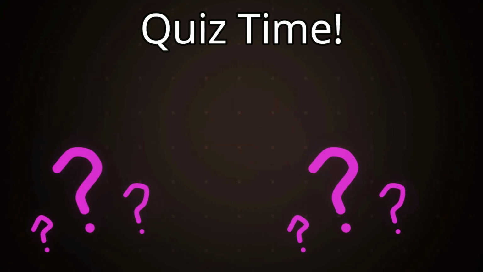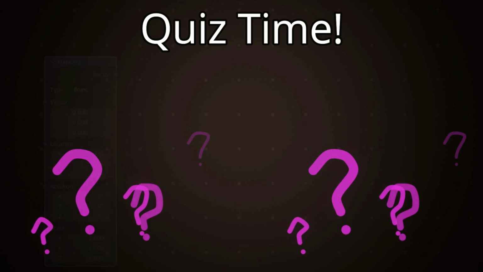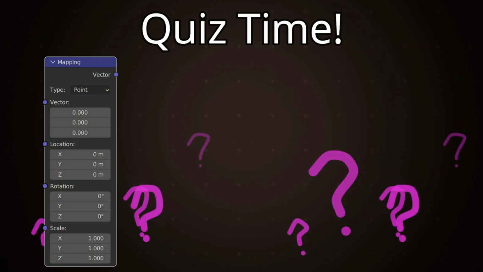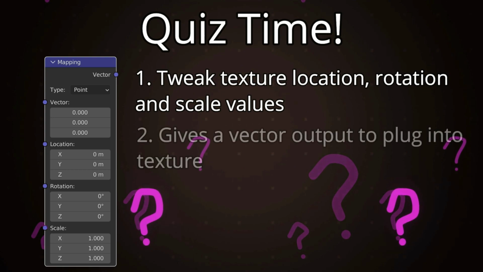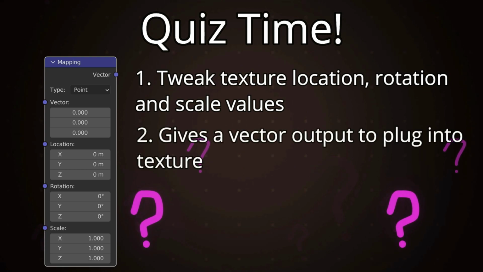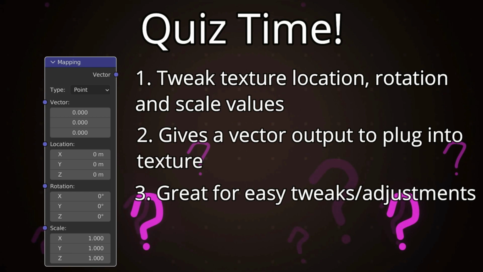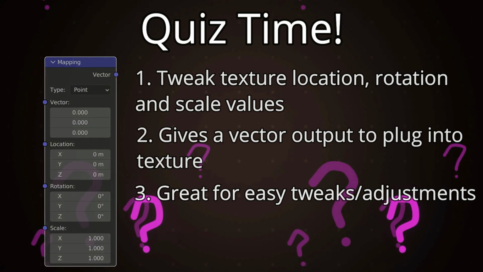Number 2. What vector node allows us to further tweak the texture's appearance on the object in an easy way? This would be the mapping, because the mapping node allows us to further tweak the location, rotation and scale values and then give us a vector output for that. That way we can make easy tweaks to how the texture will appear on the object.